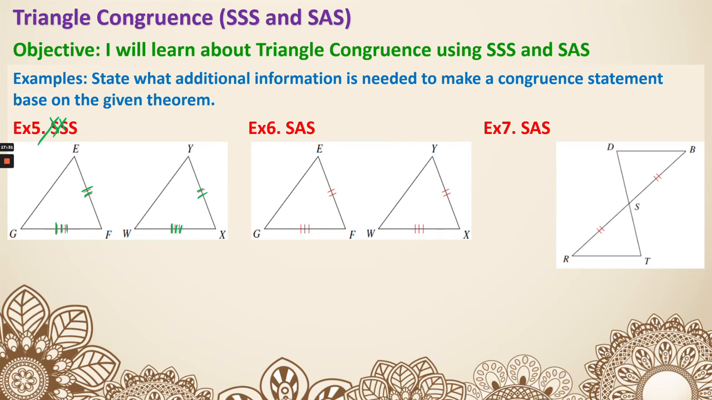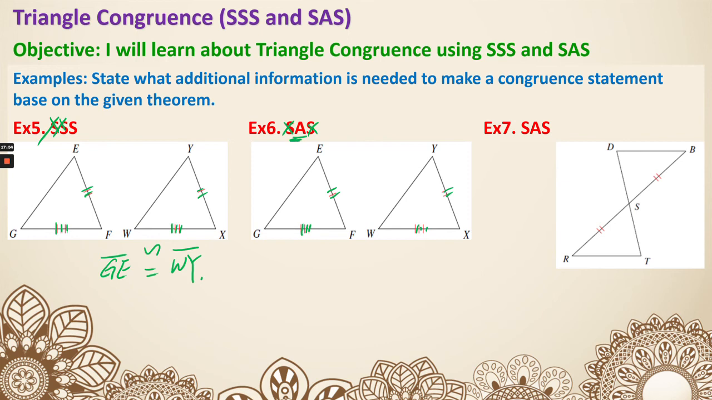Well, we only have one side left in each figure. So the information would be GE is congruent with WY. Or you can flip letters to be EG is congruent with YW. That works as well. Side, angle, side, for example 6. These two sides are congruent, so we have the side. These two sides are congruent, so we have another side. Now we just need the angle.